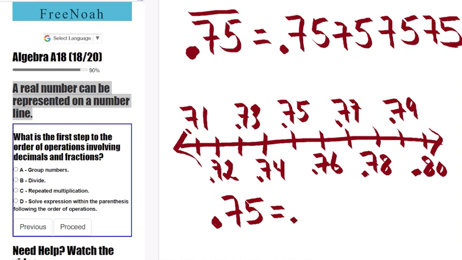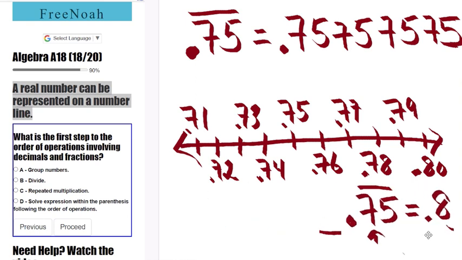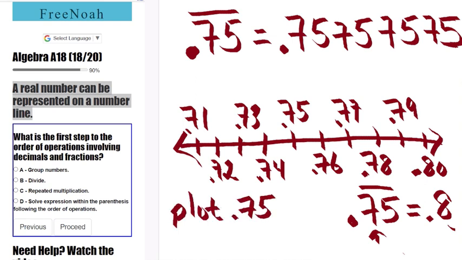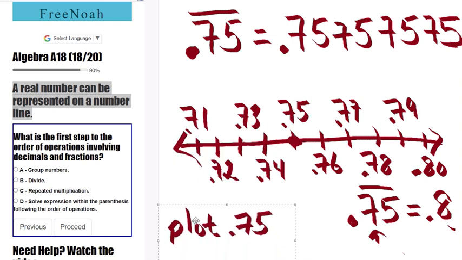So we have here 0.75 rounding up to 0.8. Perfect. All right. Now we're going to simply plot 0.75 hundredths. That'll be the next step here. Let's plot that there. Boom. All right. Now let's round this up.